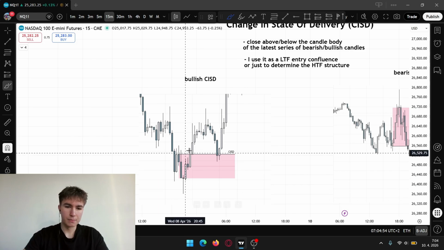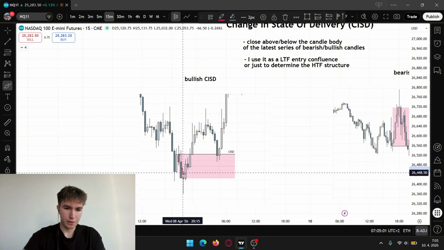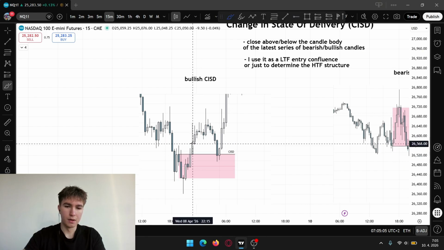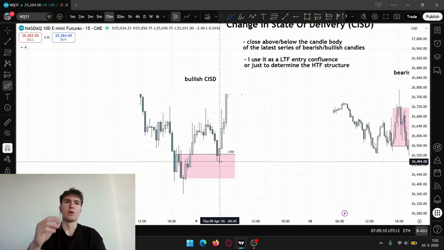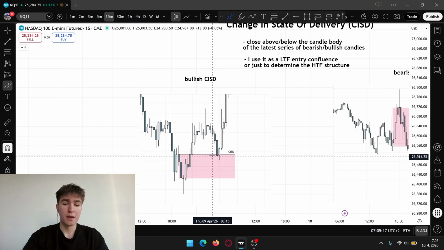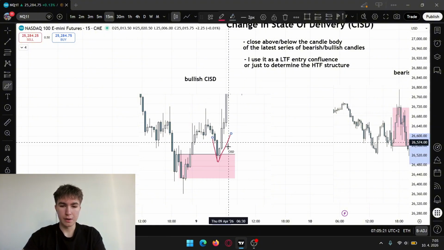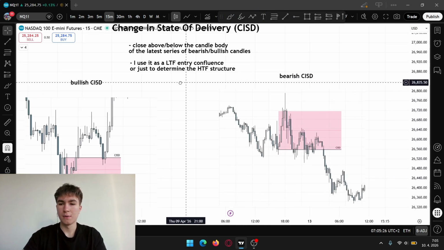We have a bullish example. The latest series of down close candles, since we want to go longs, is these three candles. We close above right here at this candle. Then we got a retap of the CISD. CISD is basically a combination of an order block and a market structure shift. So we have a change in state of delivery right here. We retap it, fill the remaining orders, and we continue pushing upwards.